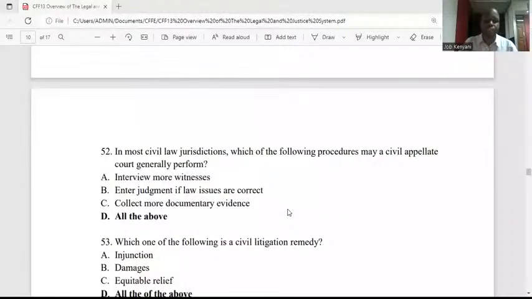So in civil law jurisdictions, which of the following procedures may a civil appellate court generally perform? Here is where we are saying they do a lot of inquiries or investigations. So in most civil law jurisdictions, which of the following procedures may a civil appellate court generally perform? Interview more witnesses, enter judgments if law issues are correct, collect more documentary evidence. So collect more documentary evidence.